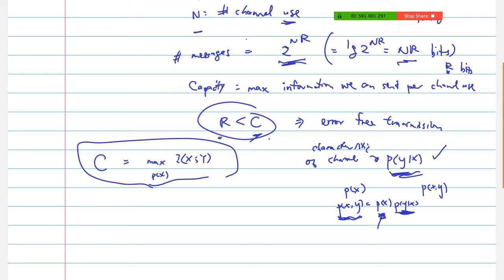If R is more than capacity, then there will always be... I shouldn't say there will always be, because things are stochastic, right? So you may be lucky for a while, with no error for several transmissions, but in the long run there definitely will be errors in the transmission. Therefore, you need to retransmit again.